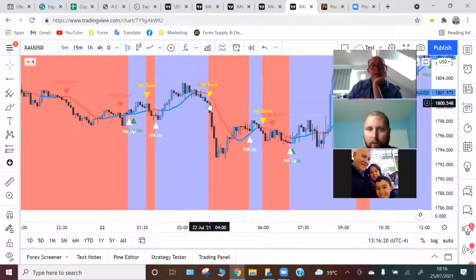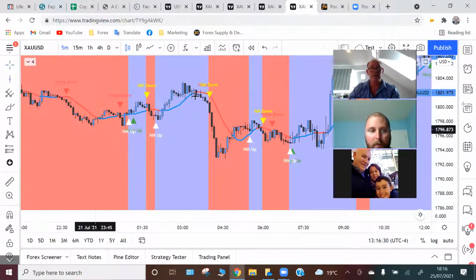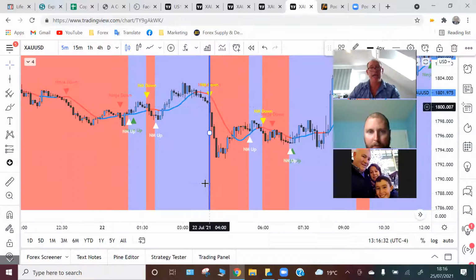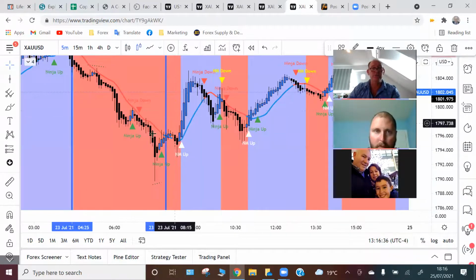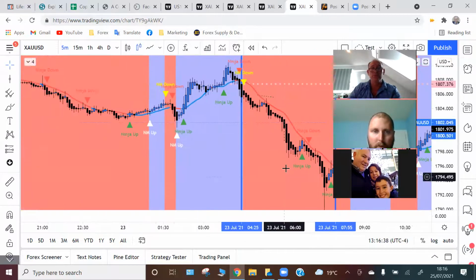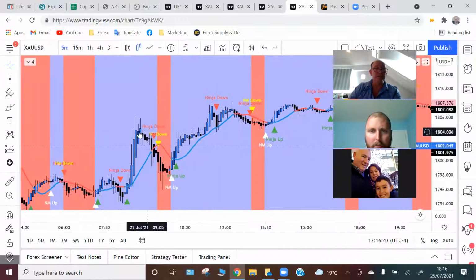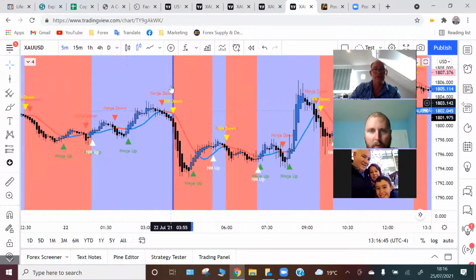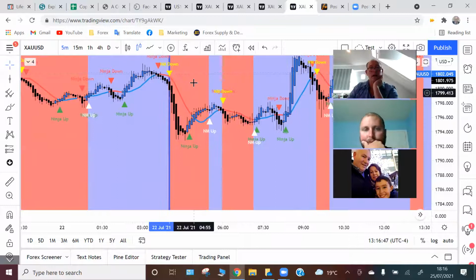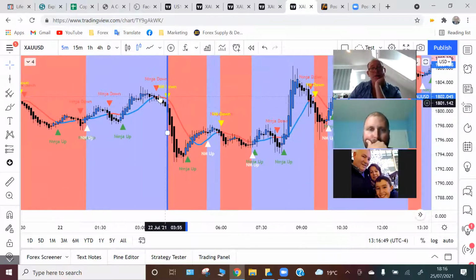4 o'clock, bing, matrix down on normal candles. You see the trend change down. So what I always do is a vertical line on that spot. It keeps me right. I go to Heikin-Ashi candles. Just finding it again, that's the problem. There. There's my ninja down, just before.